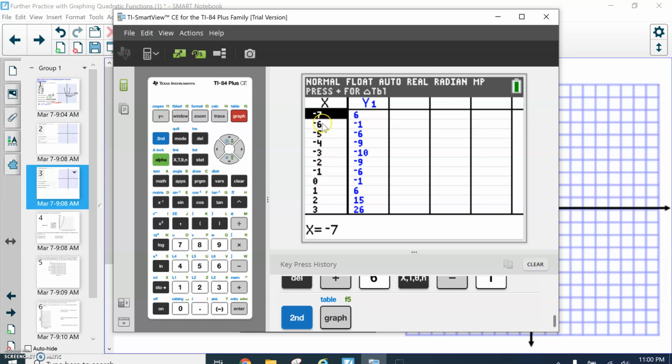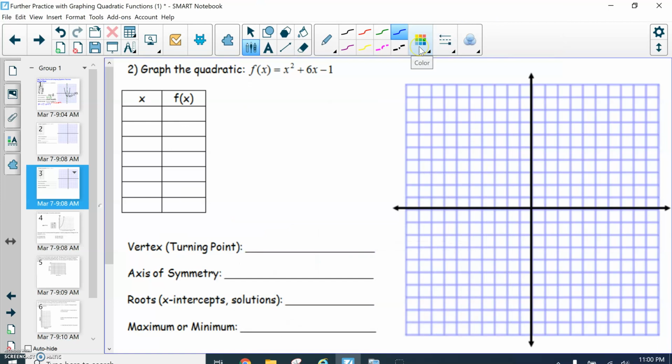Okay, so I'm going to copy the values from negative 6 to 0 onto my paper. So negative 6, negative 5, negative 4, negative 3, negative 2, negative 1, 0. And then my corresponding y values are negative 1, negative 6, negative 9, negative 10, negative 9, negative 6, negative 1.